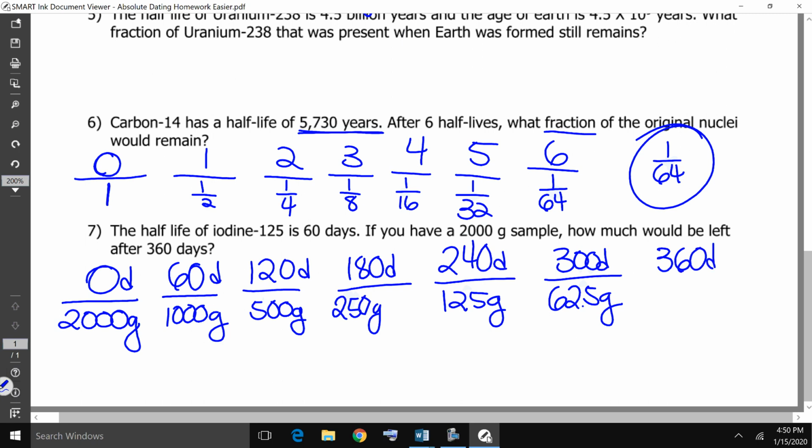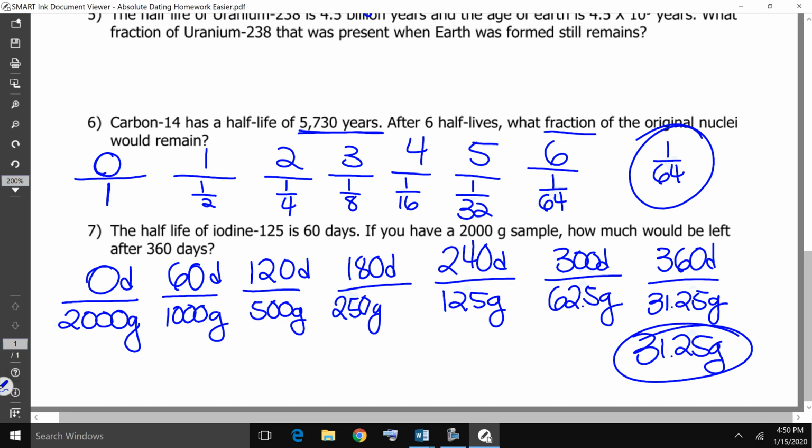That's what they were looking for. And we are left with 31.25 grams. Okay, so our answer was 31.25 grams is left after 360 days.